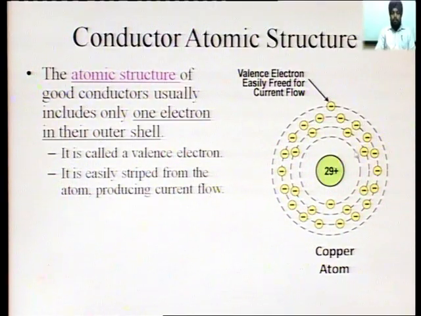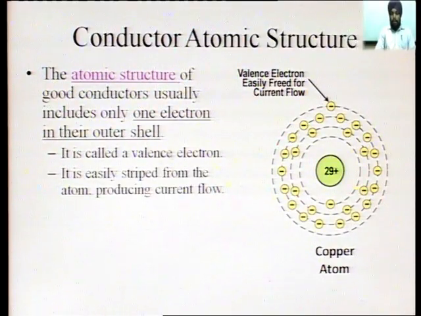So, we already defined conducting material, which states that conducting materials are those materials which allow the electric current to pass easily through them. So, this valence electron can be easily freed from the atom and can be used as a free electron for current conduction.